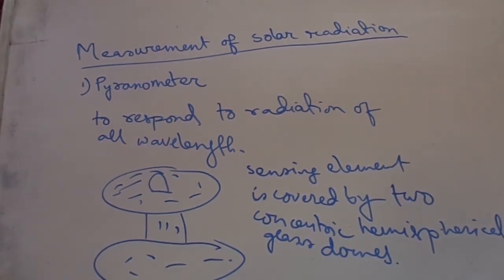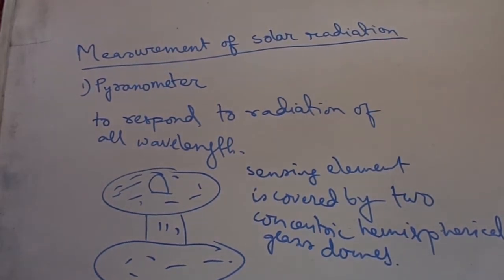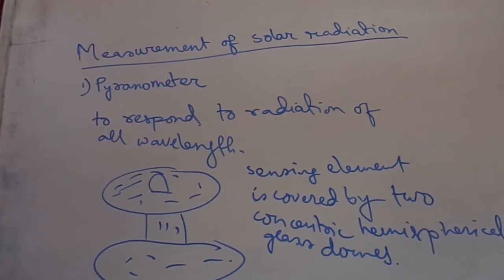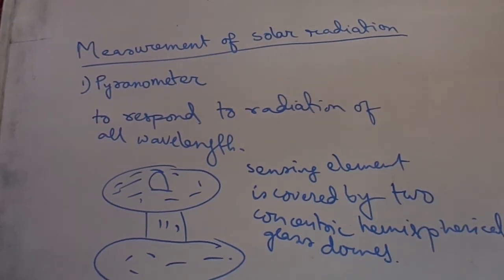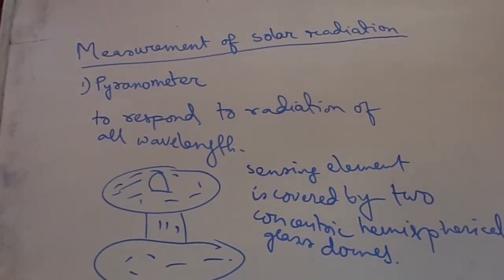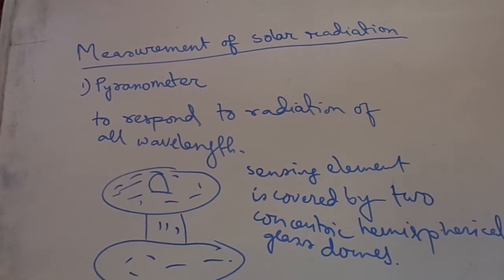This also reduces the convection currents. A radiation shield surrounding the outer dome and coplanar with the sensing element prevents direct solar radiation from hitting the base of the instrument.